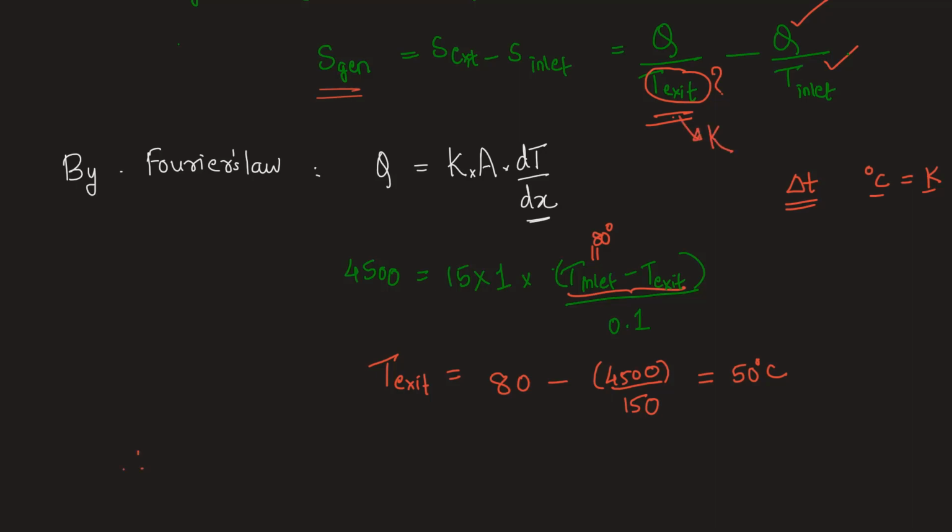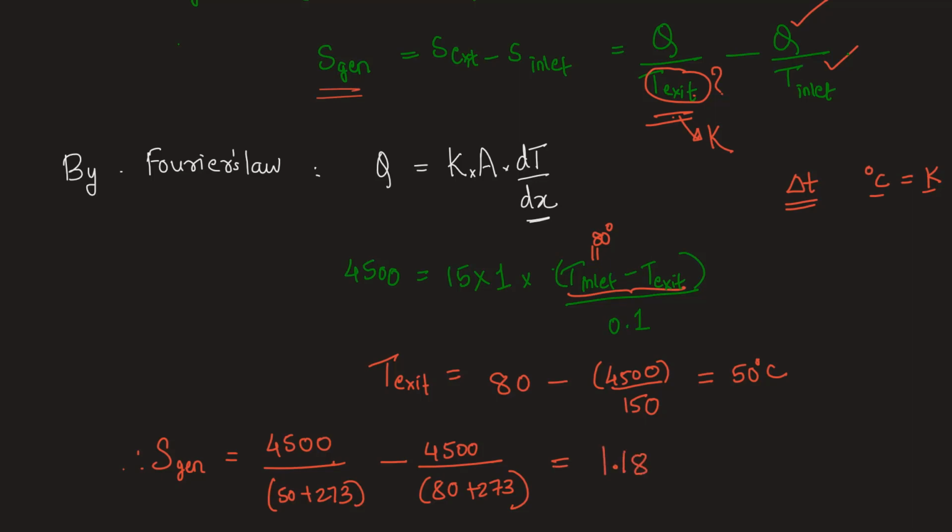And therefore, to find out generated rate of entropy, we substitute Q as 4500 itself, but we substitute temperature at exit as 50 plus 273, which is in terms of Kelvin, minus again 4500 divided by 80 plus 273. Also, substitute T exit and T inlet at the correct positions. So we have S generated as 1.184 watt per meter square Kelvin. Let's go back and fill in this answer.